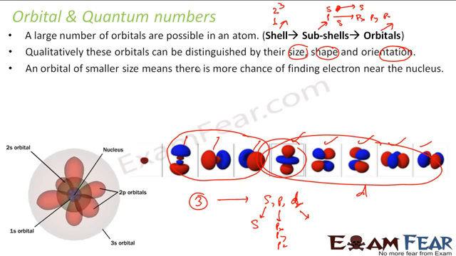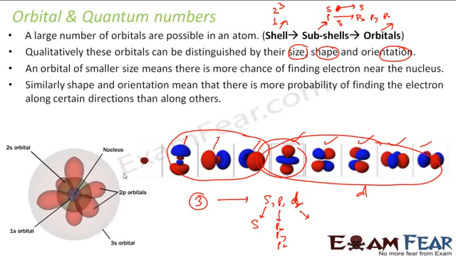An orbital of smaller size means there is more chance of finding the electron near the nucleus. So if this is a smaller orbital, for example in this case this orbital is small, that means you have more probability of finding the electron near the nucleus, right?